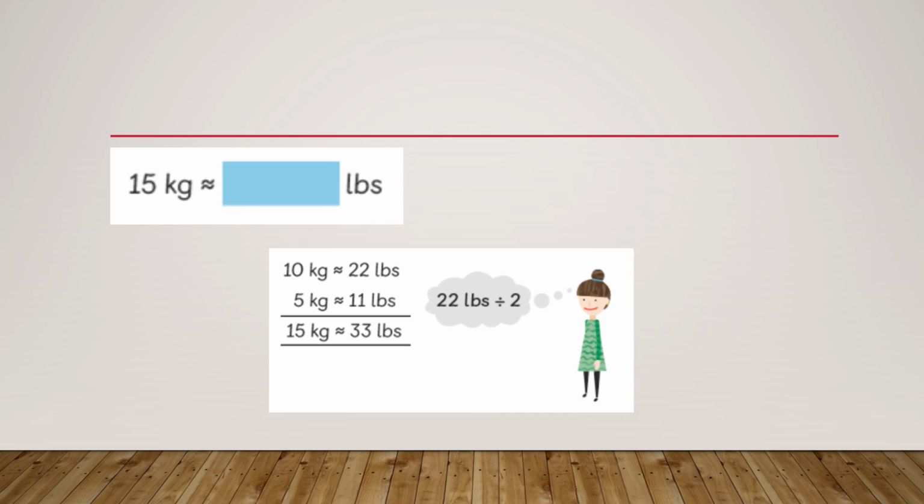Off you go. So as we can see by this method, we're looking to try and find 15 kilograms in pounds and we're going to convert it. So from our knowledge of the last question, 10 kilograms is 22 pounds. If we add 5 onto that, we get 15. Half of 10 is 5, so we can find out that is 11 pounds. If we add those two together, we get 33 pounds.